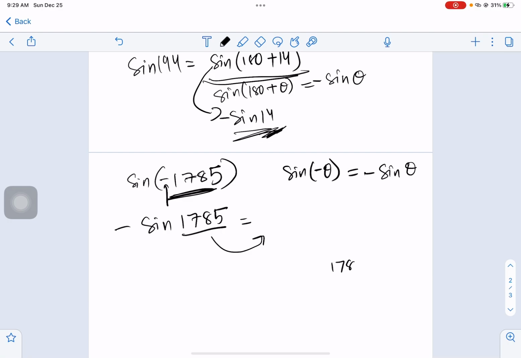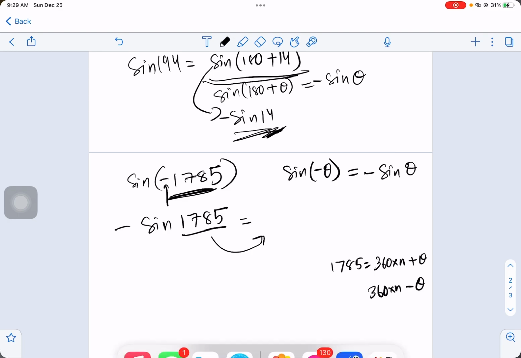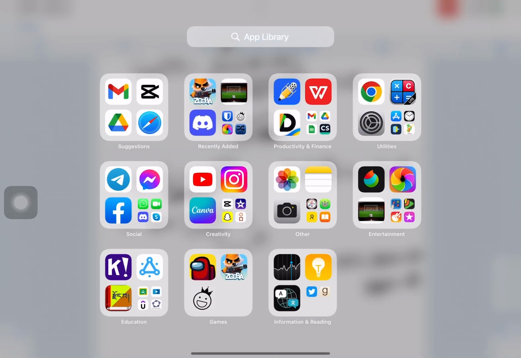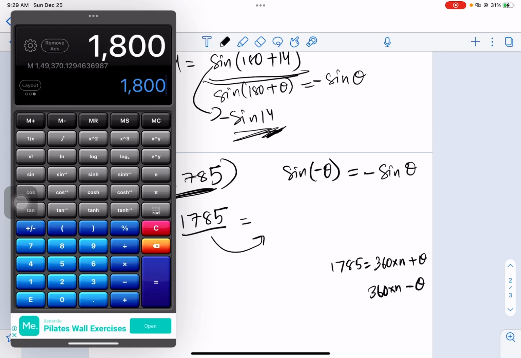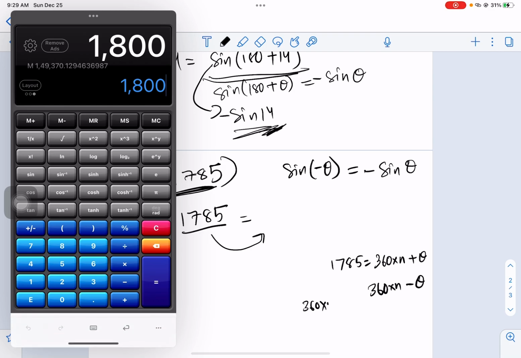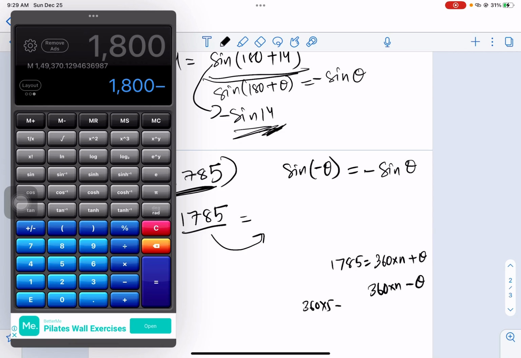So you have 1785 as your number. Now which one would you use from the allied angles? Of course, it's more than 360, so it is 360 times n plus theta, or 360 times n minus theta. Try to check from your calculator which number would be possible. 360 times 5 is 1800, so that's a good number. 1800 is more than what I have, which means I need to subtract. When I subtract 1785, I get 15.